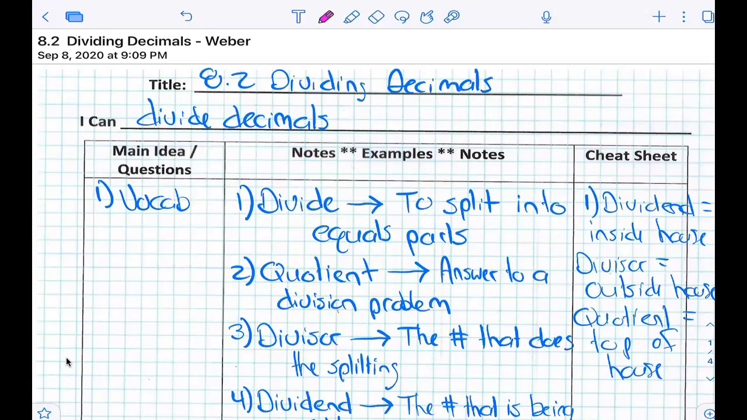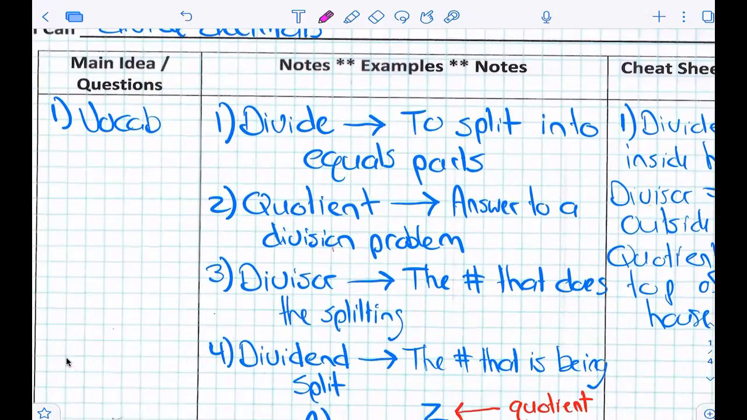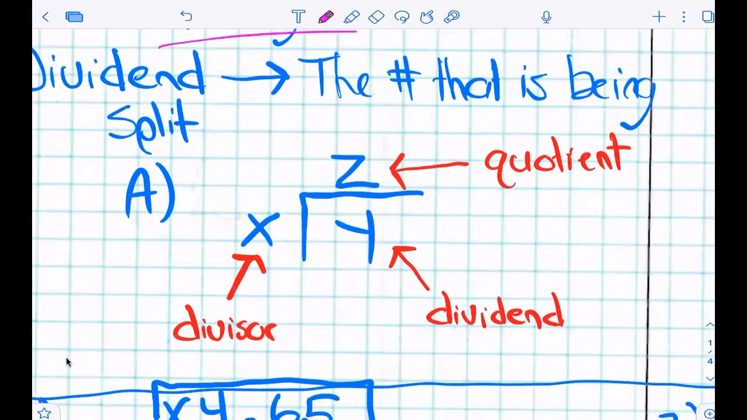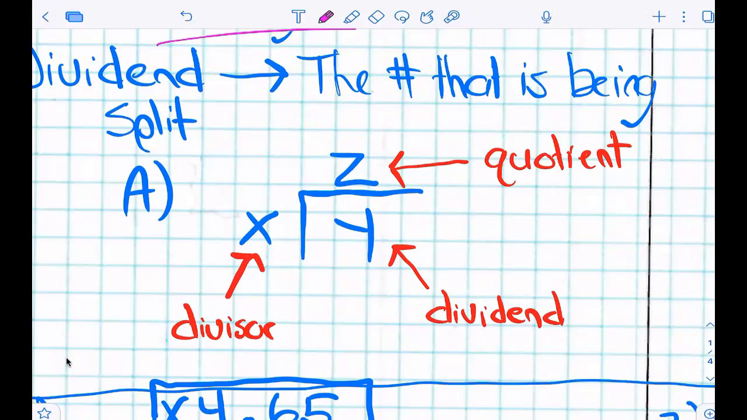All right, so what does divide mean, everybody? What is the answer to a division problem? Quotient. And a division problem has two parts. It has a divisor and it has a dividend, right? What does the splitting? The divisor does the splitting. What gets split? Dividend. And this is a picture of where they all go, right?